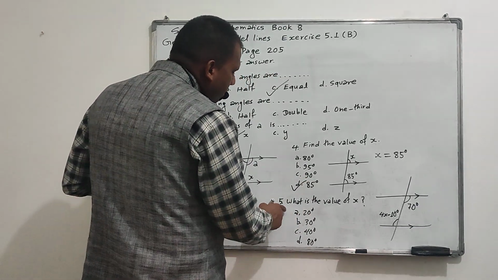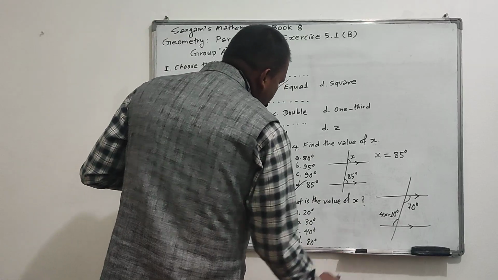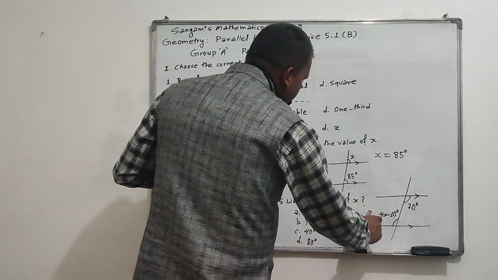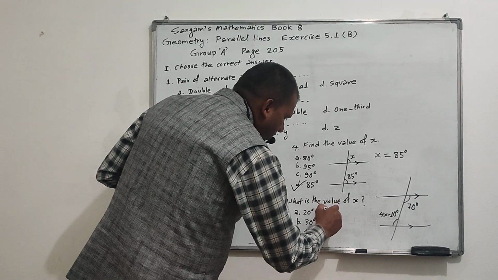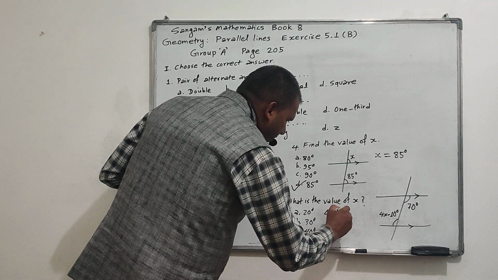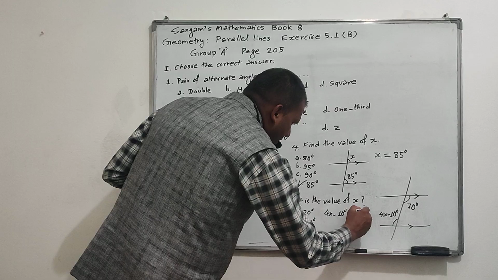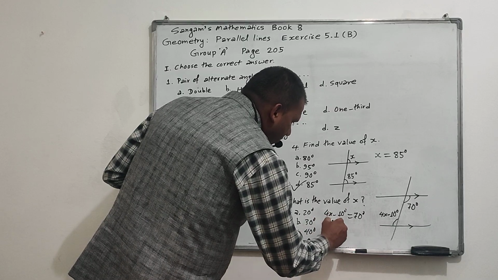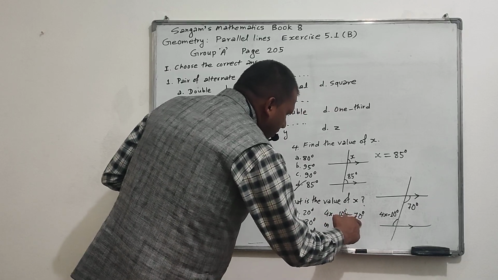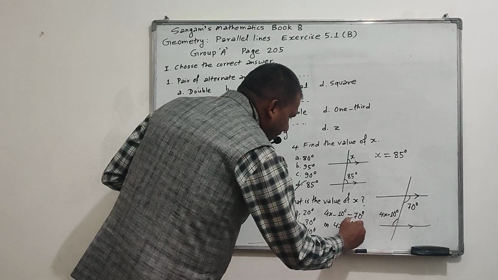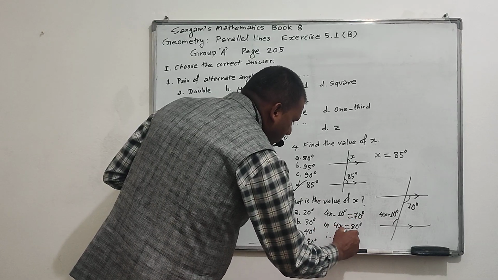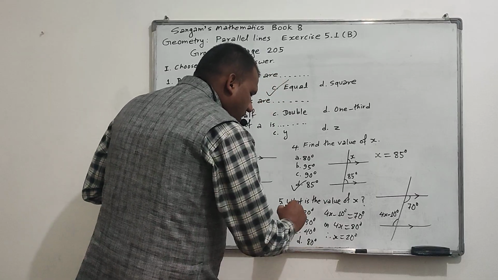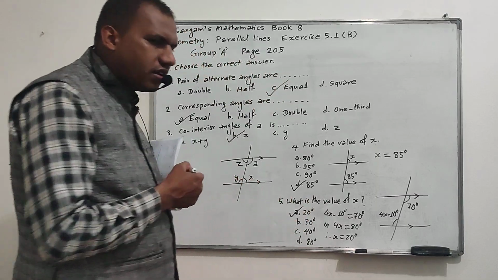Now number 5. What is the value of x in this figure? Here 4x minus 10 and 70 are alternate angles. So we can write 4x minus 10 degree equal to 70 degree. Or 4x equals 70 plus 10 degree, 80 degree. Therefore, x equals 80 degree divided by 4, that is 20 degree. So option A is the correct answer.